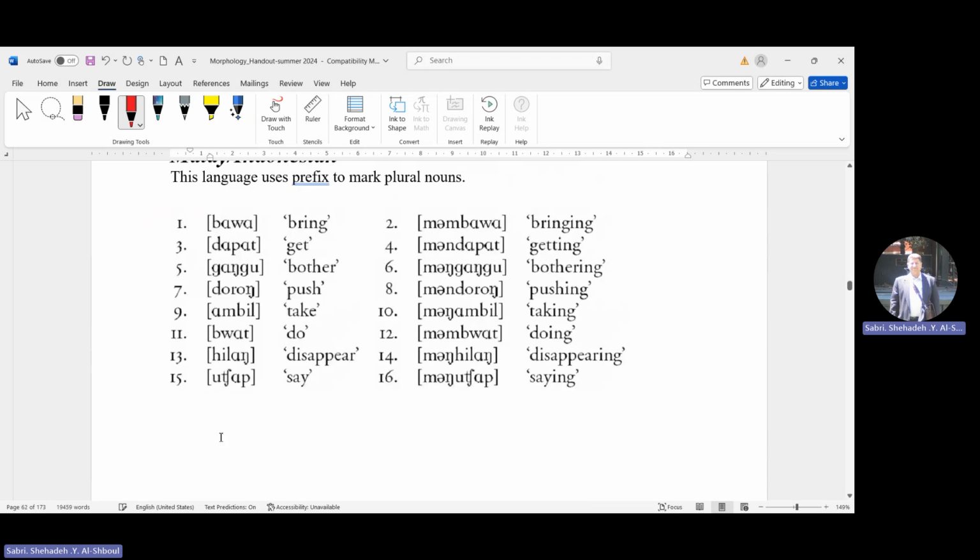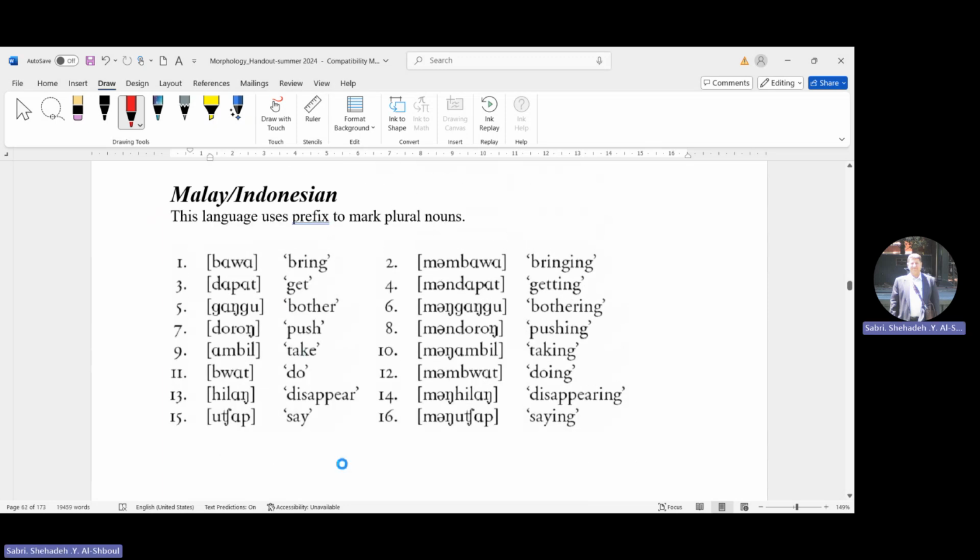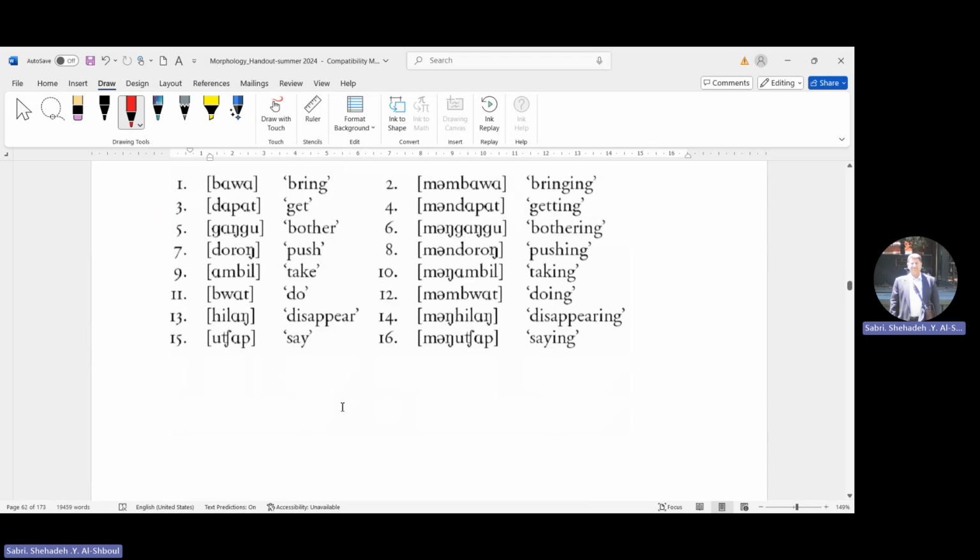Let's have a look at this language. In this data, we have bringing, getting, bother, bothering, push, pushing, taking, doing, disappear, disappearing, and finally saying. We find that there is a kind of ing, whether as a gerund ing or as a progressive ing, and we do not know what the function of this ing is.